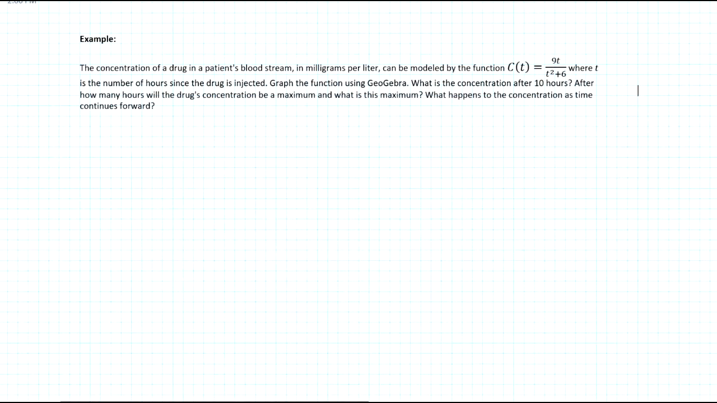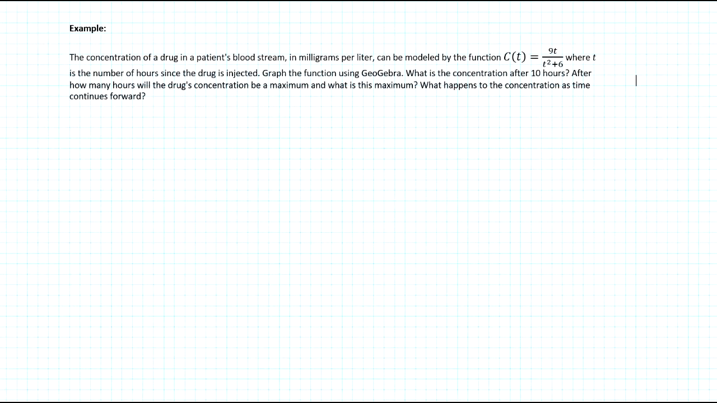For this example, we're going to look at a scenario where the concentration of a drug in a patient's bloodstream in milligrams per liter can be modeled by the function C of t equals 9t divided by t squared plus 6, where t is the number of hours since the drug is injected.